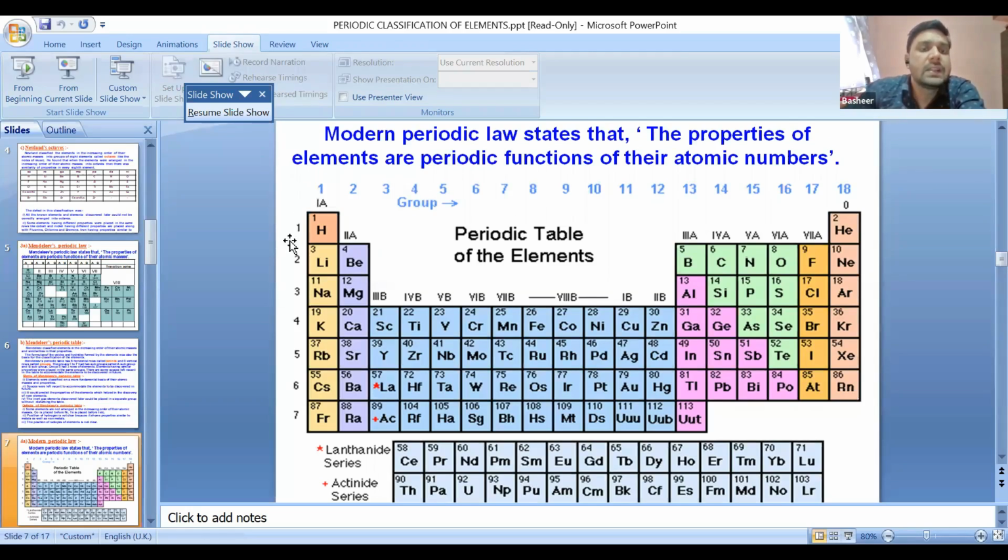You just see the periods: 1, 2, 3, 4, 5, 6, 7, and groups 1, 2, 3, 4, 5, 6 till 18. There are 18 groups in the periodic table, and below that you can see the two periods. That comes under a different block. We put them separately because they have some different properties, as they come under the F block, which we'll discuss later.